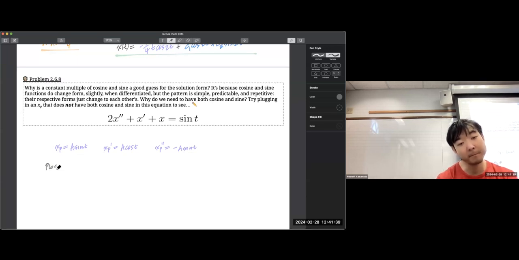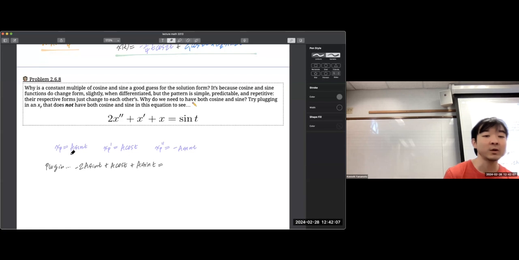Then if you plug it in, you already computed everything here. So 2, it'll be 2 times negative A, because this is the second derivative, sine of t. And then the derivative term would be plus A cosine of t. That's the x prime term, because this is 1. Plus the actual x is going to be this. This is our solution form. We're trying to force this to satisfy this differential equation. It only has one undetermined coefficient, capital A. So we're trying to find that capital A that will force this thing to satisfy this differential equation with sine of t on the right-hand side.